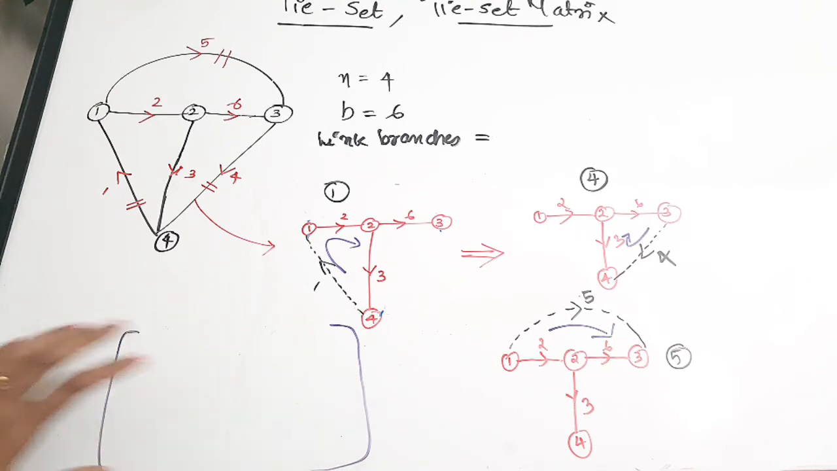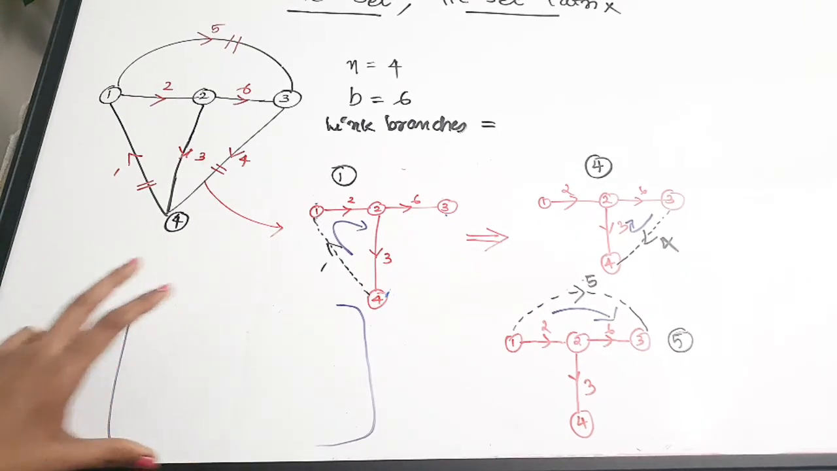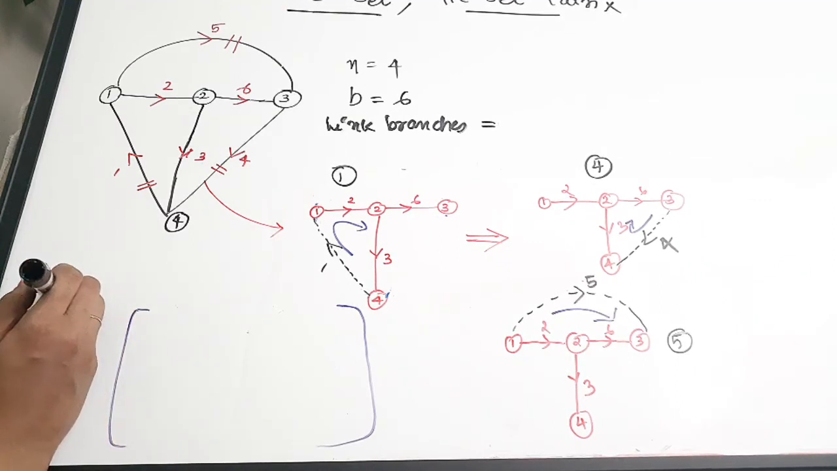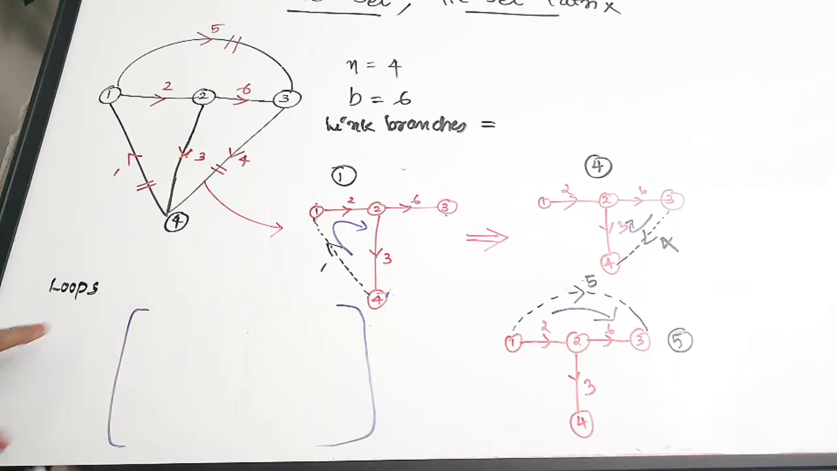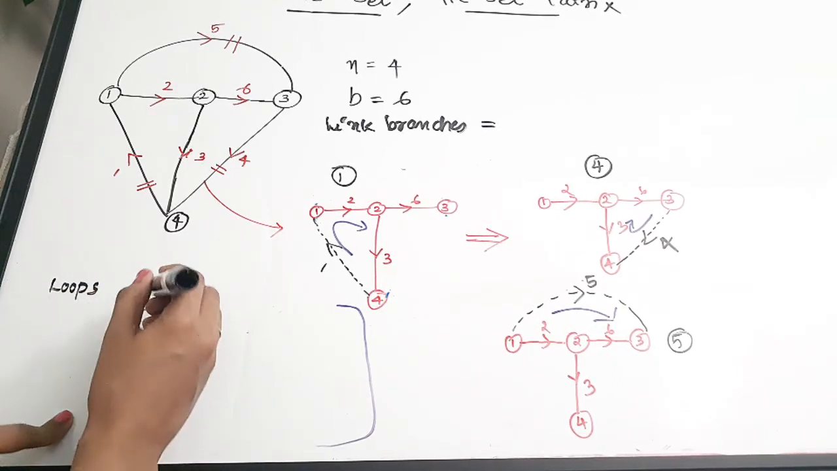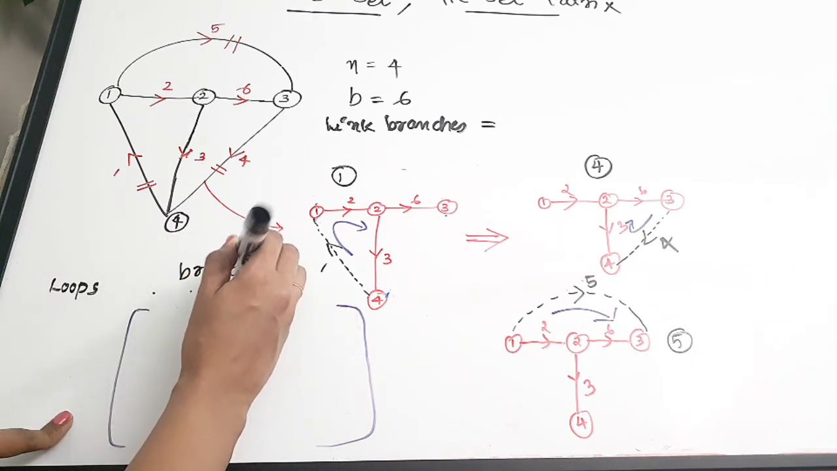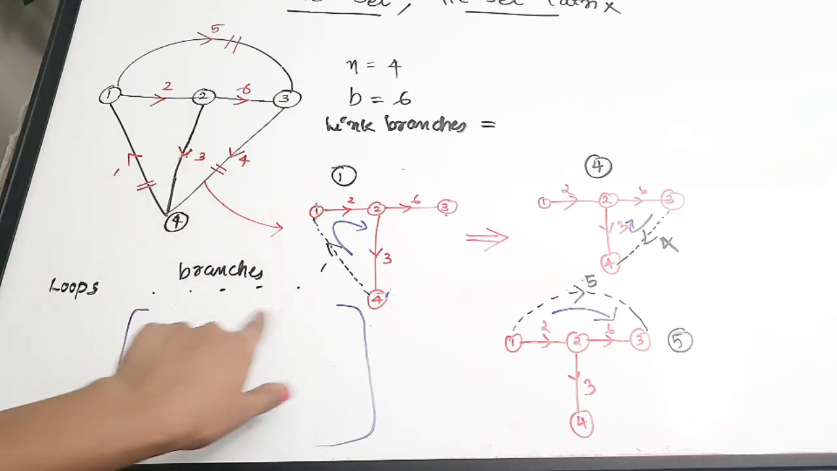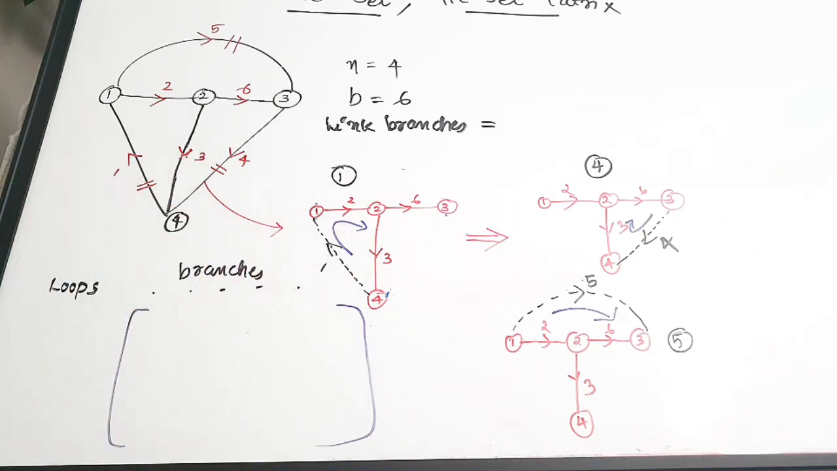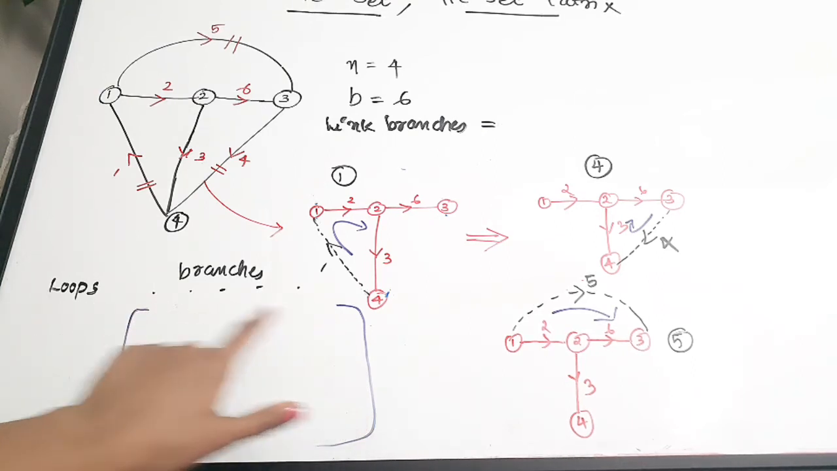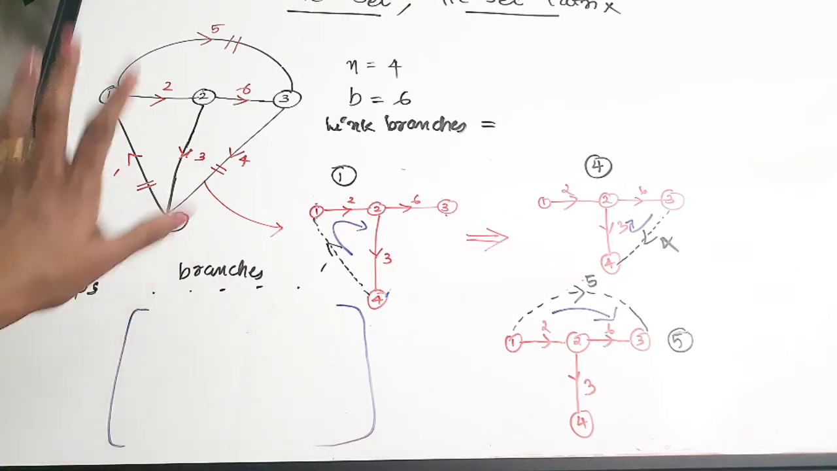So if this is your tie set matrix, this is a rectangular matrix where the rows are the fundamental loops and the columns are the branches. That is, the total number of branches present in your graph will be written here. And this matrix form is called the tie set matrix. I'll tell it once again. A tie set matrix is a rectangular matrix, which is actually the representation of your tie set and the fundamental loop. That is, this rectangular matrix has rows where you write the F loops, their names, and in the columns, you write the total branches of your graph.